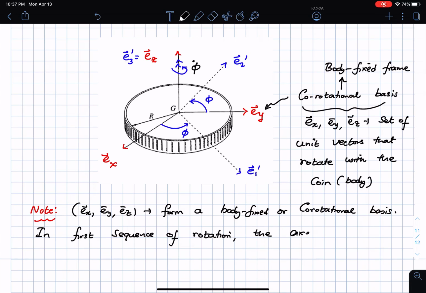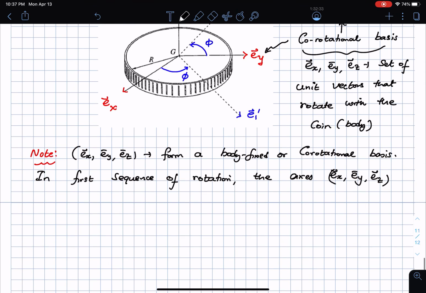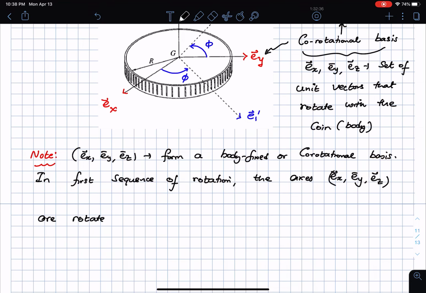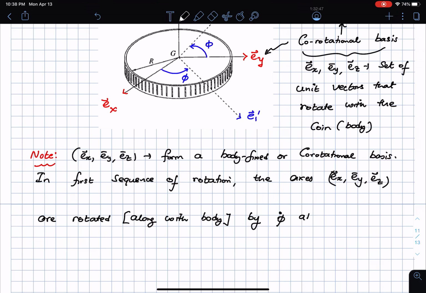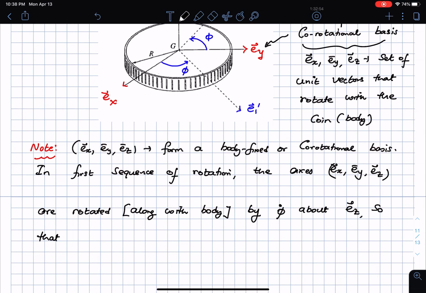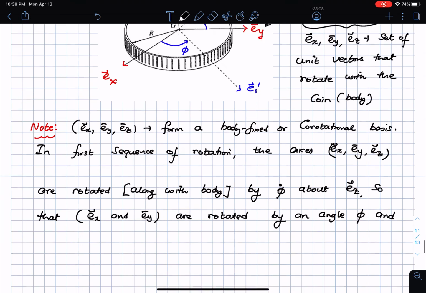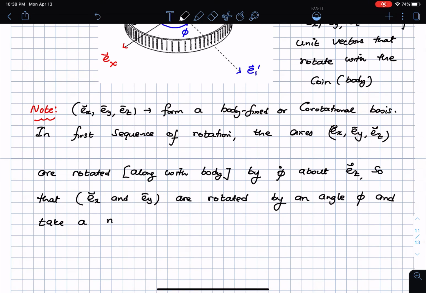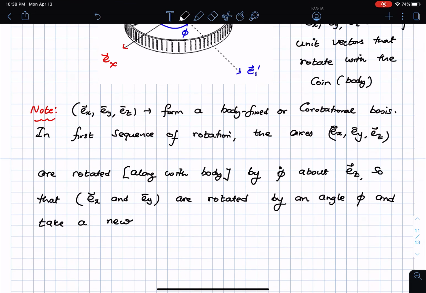The axes EX, EY, and EZ are rotated along with the coin by phi dot about EZ, so that EX and EY are rotated by an angle phi and take a new position.